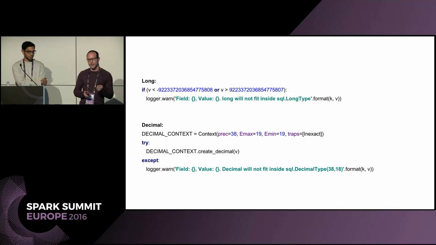That way, we know what the value is that doesn't fit in that range, so that we make a more intelligent decision about what to do next. And we ended up doing the same thing for decimals. So what we did was we created this decimal context which simulated the SQL decimal type. And if you'll notice at the very end, there's that traps inexact. And what that does is it throws a round-off error if there's any sort of round-off when you actually take the value and apply this context to it.